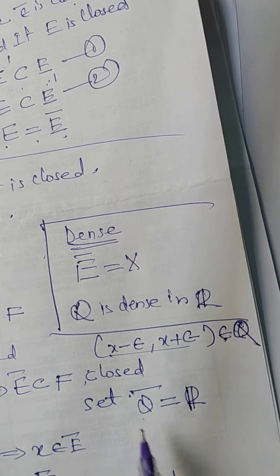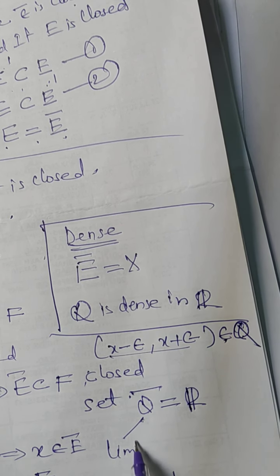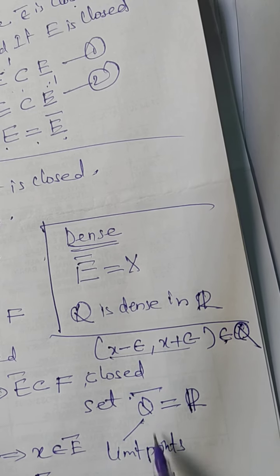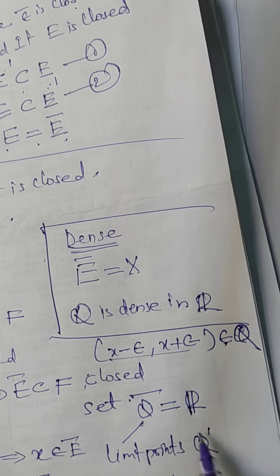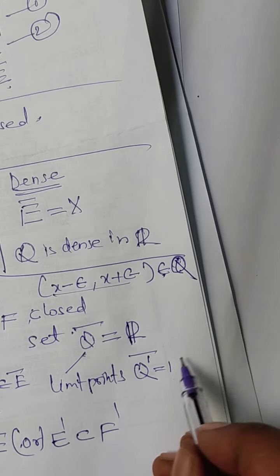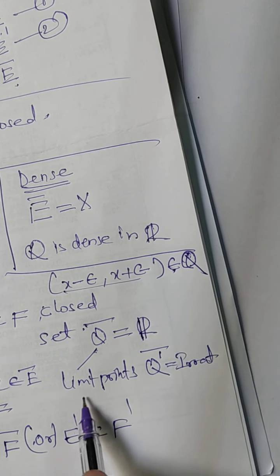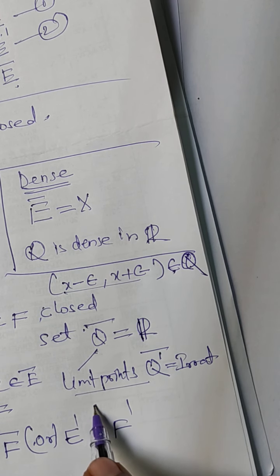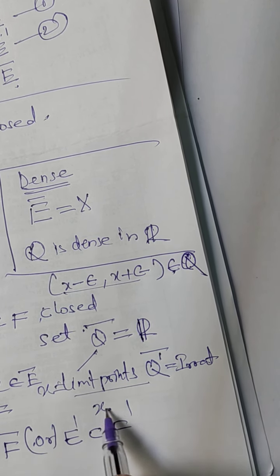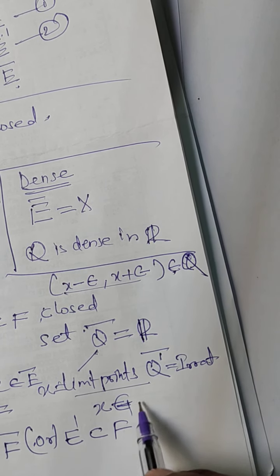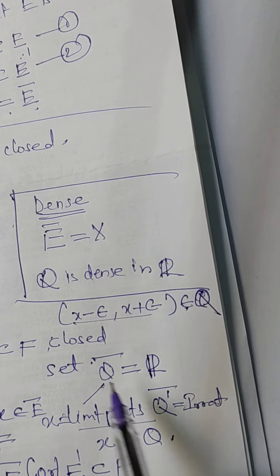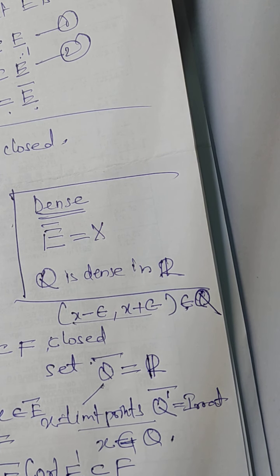Since the limit points of Q, we know Q dash, include the irrational numbers, and if it is not a limit point, then this point X will belong to Q. Hence we can say that every neighborhood of X will contain a point of Q, or it will be a limit point of Q. Hence we can consider that Q is a dense subset of R.